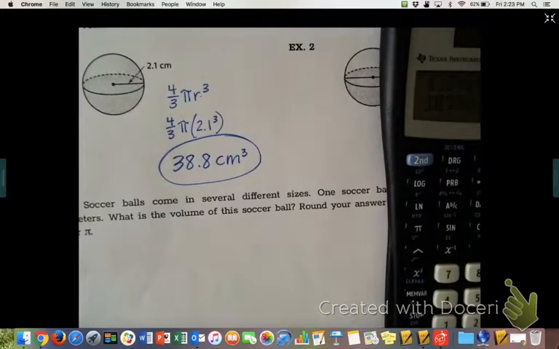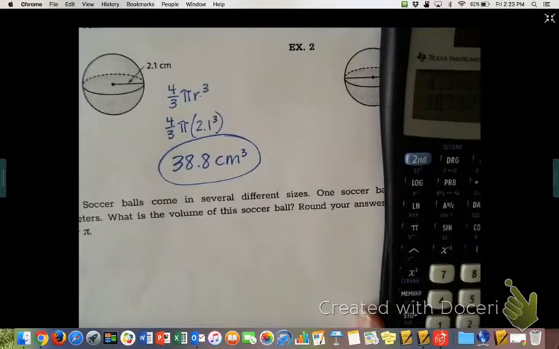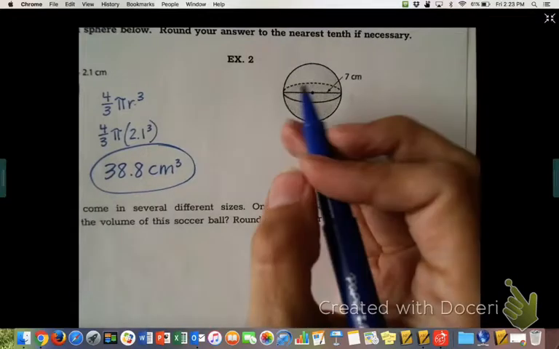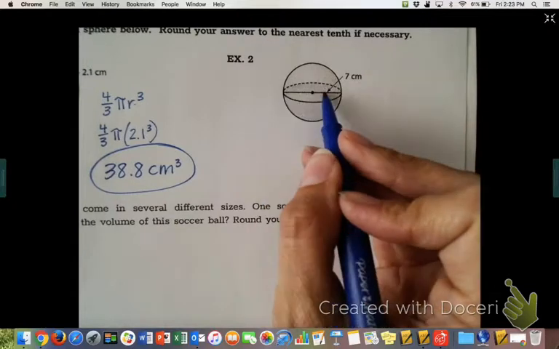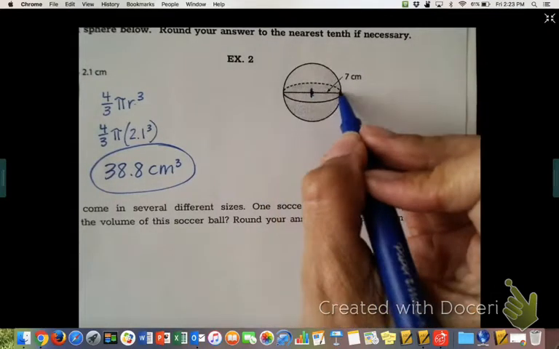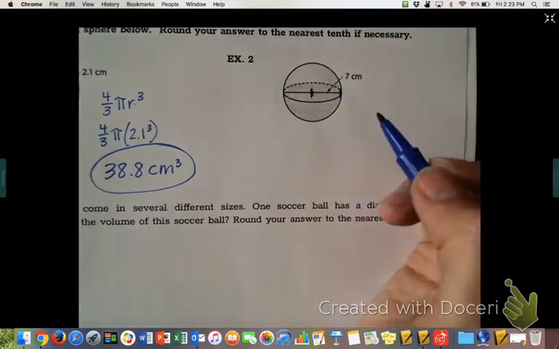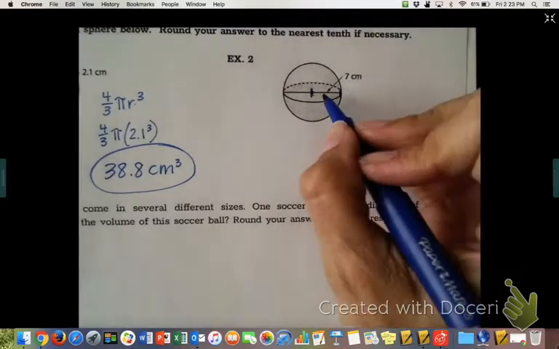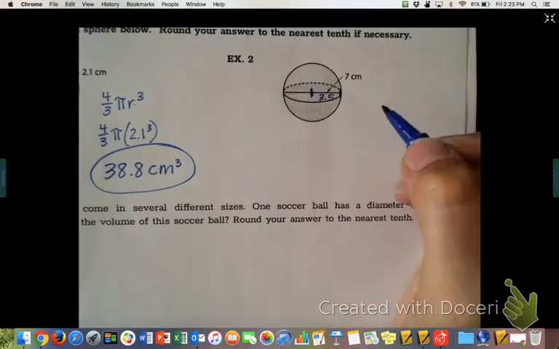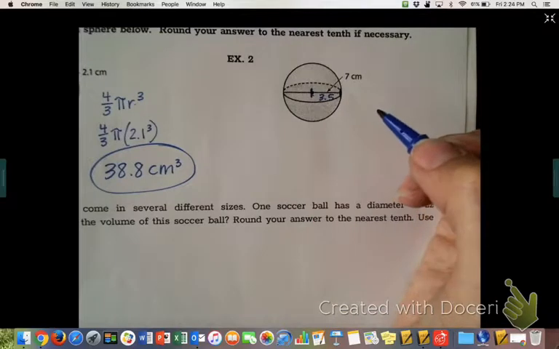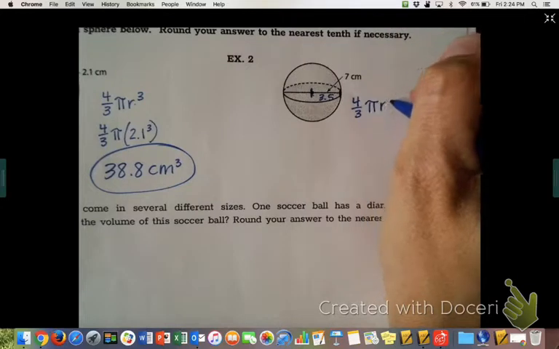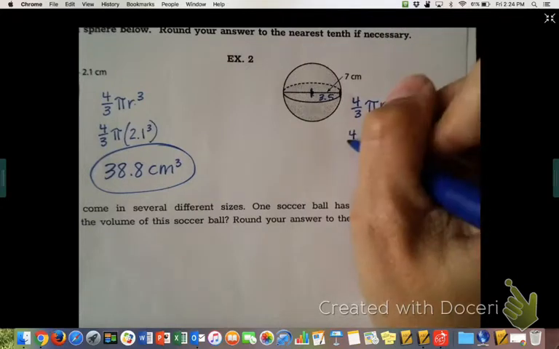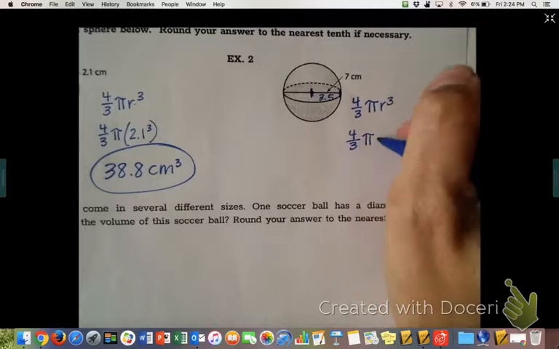Alright, let's try example 2. The only difference from example 1 to 2 is, once again, they gave us an entire diameter instead of just the radius. So you're going to have to cut 7 in half and know that it's 3.5 for our radius. Alright, so the formula is 4/3 pi radius cubed. So we're going to put in our calculator 4/3 times pi times 3.5 cubed.